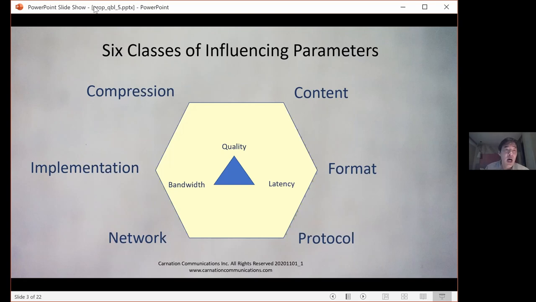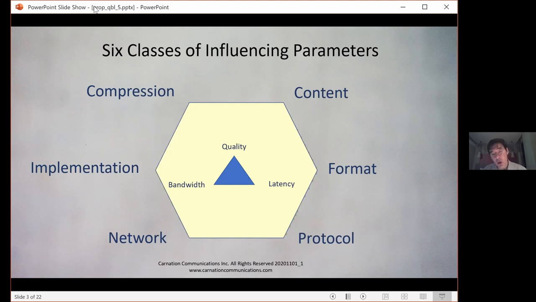Okay, so we have the implementation, specifically how you implement the compression or how you implement the network. This can actually play a significant role, given the fact that the compression and the network can be a standard, but depending on how you implement, you could reduce or improve the capability of these standards directly.